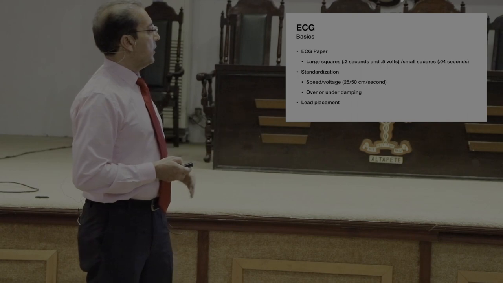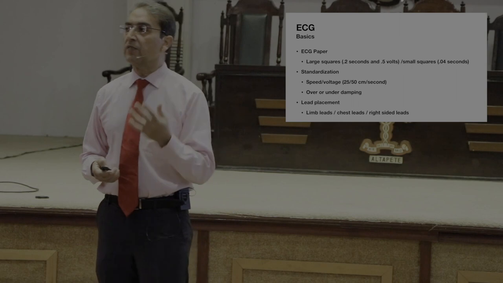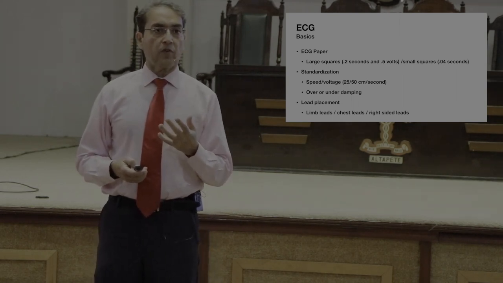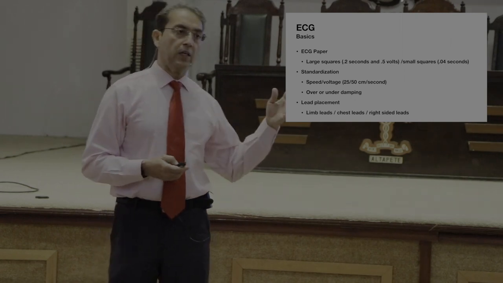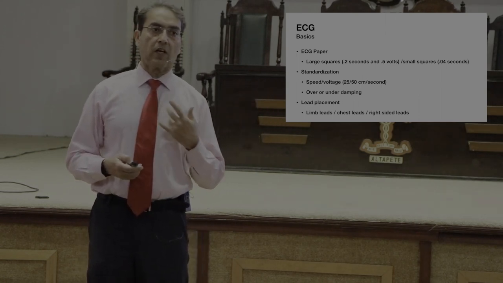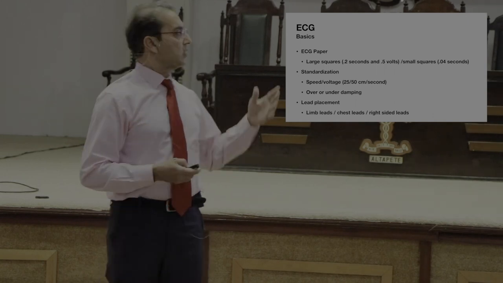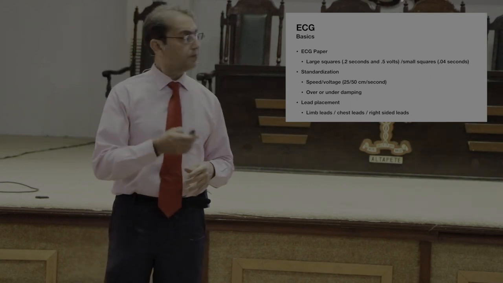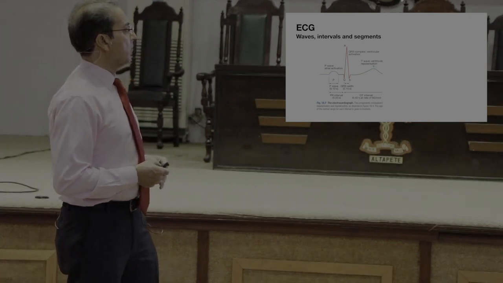Then we go for lead placement: limb leads, chest leads, and sometimes we use right-sided leads, especially if the patient has an inferior wall or posterior wall myocardial infarction. We want to see whether the right ventricle is involved or not. So we may need right chest leads, which are placed on the right side in the same way the left leads are placed on the left side. Sometimes we need the right-sided leads, but generally we do not use them. Now these are different waves and different intervals and segments.